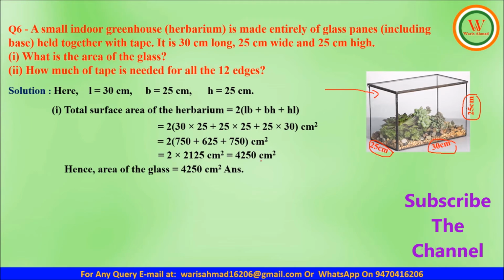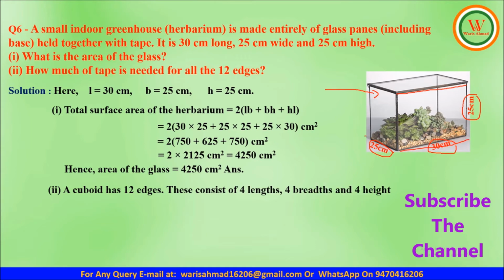In the second question, it is given that how much of tape is needed for all the 12 edges. As we know, a cuboid contains 12 edges, means 4 length, 4 breadth and 4 heights. Let us consider here, this is the first edge, this is the second edge, this is the third edge, and behind that one we are having the fourth edge. So 4 lengths, 4 breadths and 4 heights.